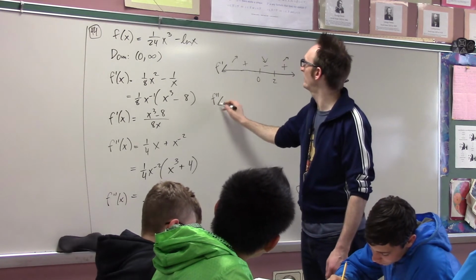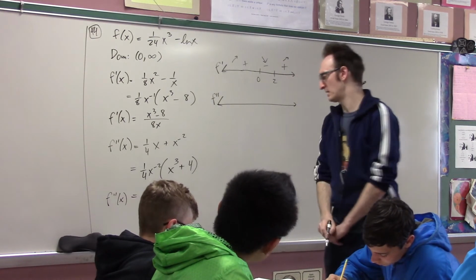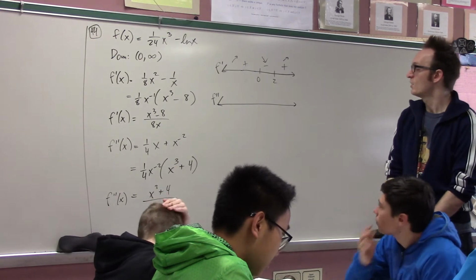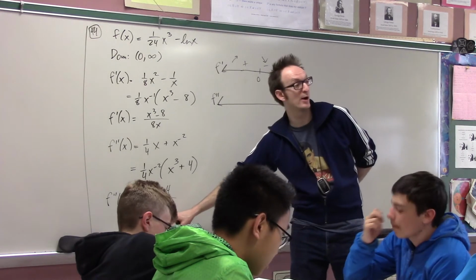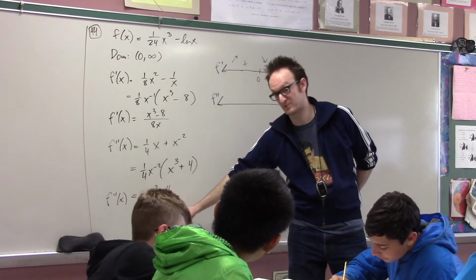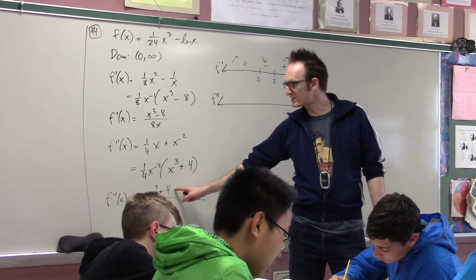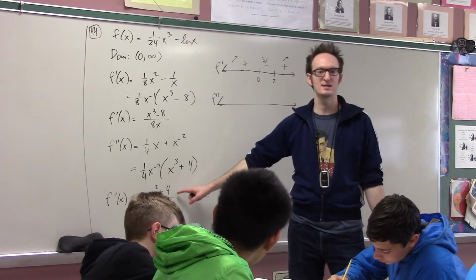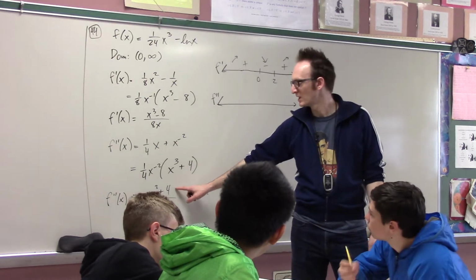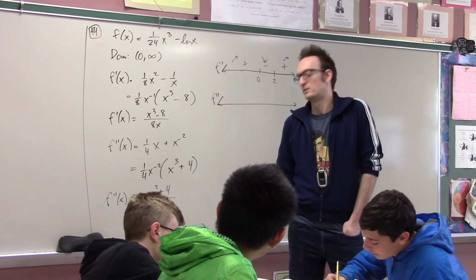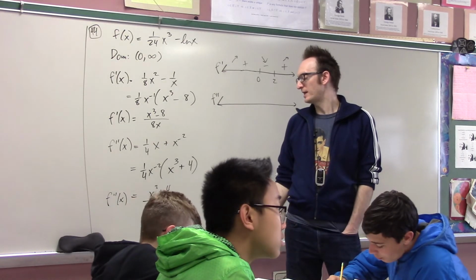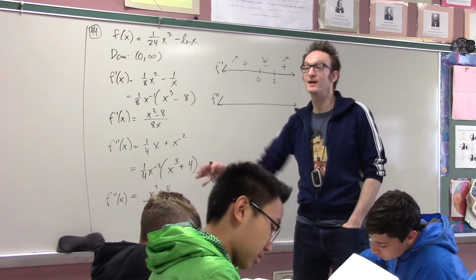The second derivative, when does it change sign? Well, there's no sign change at 0, because it's being squared. There is a sign change in the numerator, but when does that sign change happen? Cube root of 4. Cube root of negative 4. Yeah, cube root of negative 4, which is negative cube root 4.